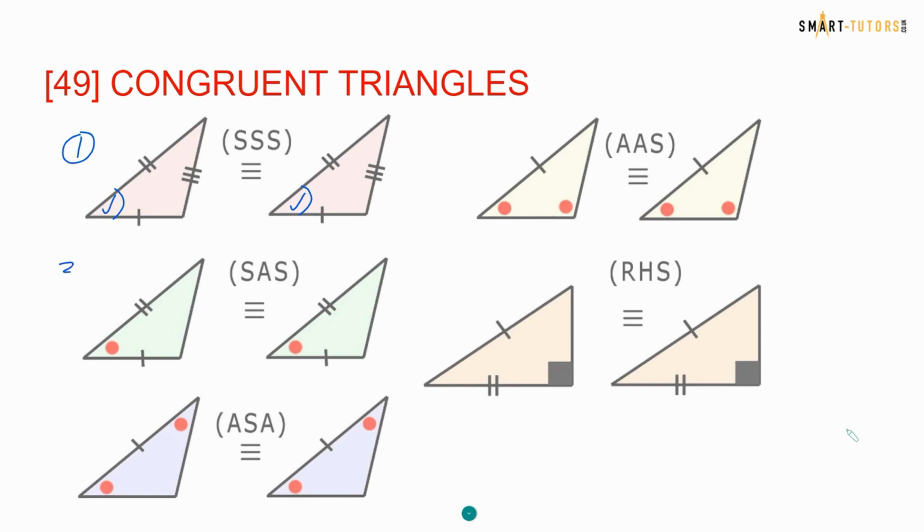The second one is SAS, side angle side. This angle must be in between the two sides. So side angle side is the second theorem.